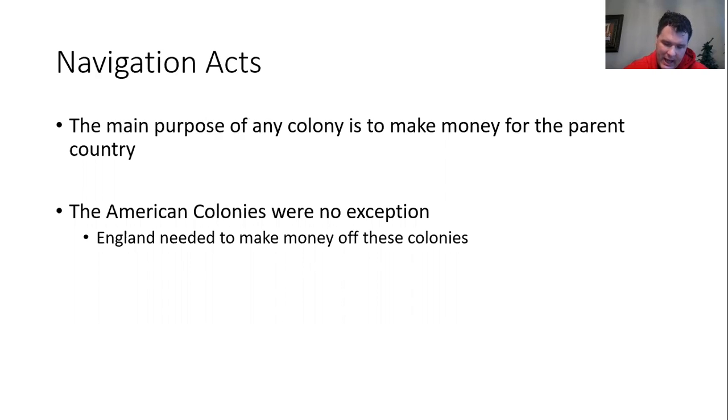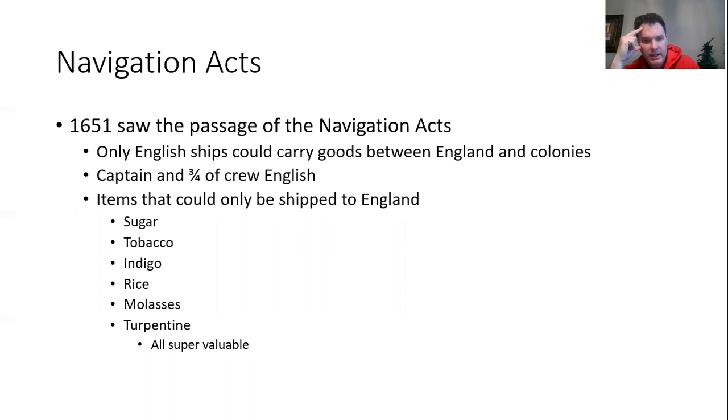So, the Navigation Acts: how is Britain going to control these colonies? That's probably the thing that's going to lead us to our revolution more than anything. We have to realize that the main purpose of colonies is to make money for their parent country. And so one of the things that we're going to pass is the Navigation Act. So in 1651, only English ships could carry goods between England and the English colonies. The captain and 3/4 of the crews of ships of trade had to be English.